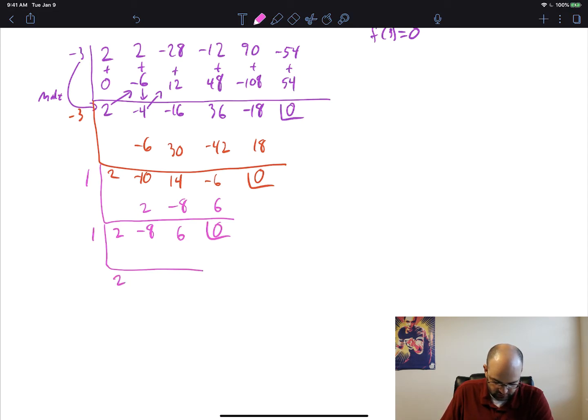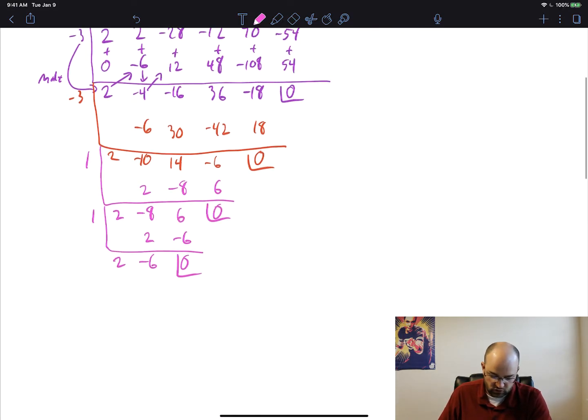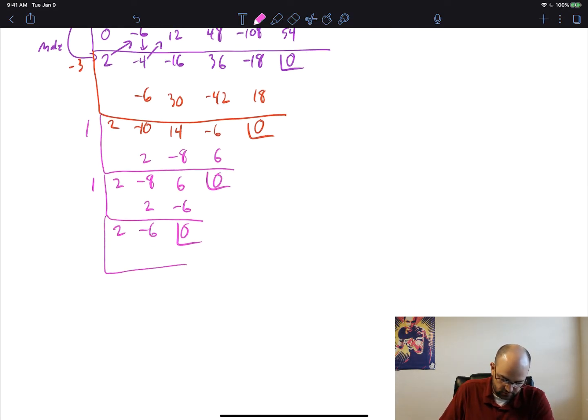So bring down the 2. 2 times 1 is 2. Add, multiply, and add. Awesome. So that's a 0 twice. And just to show you, it won't be used a third time because notice you would get a negative 4 out of that.